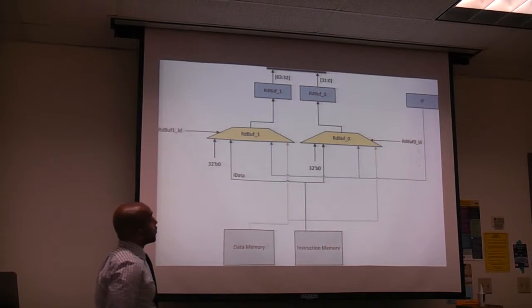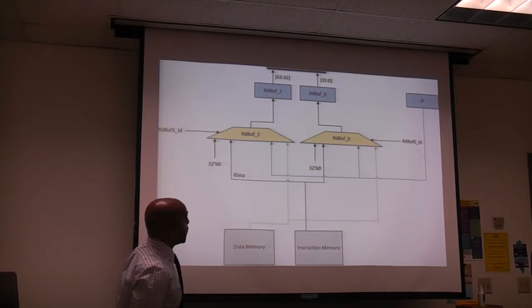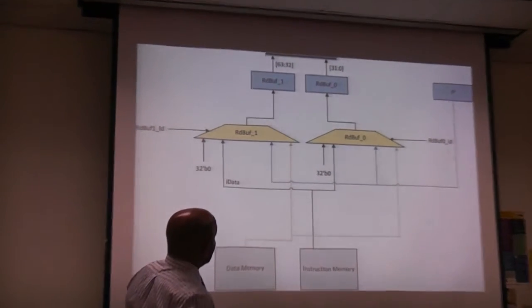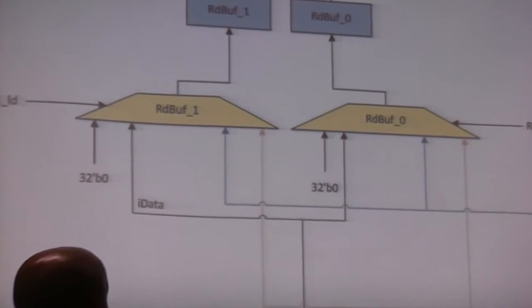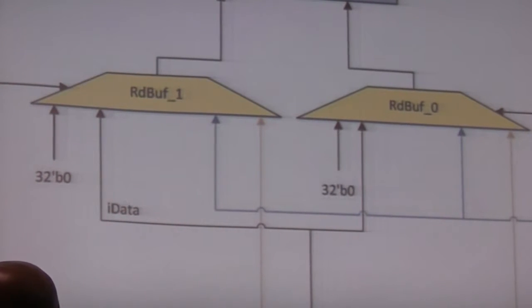So these are for our read buffers. We also use a mux in front to provide extra options. We could directly load the I data coming from instruction memory, or initialize it as well with 32-bit zeros.